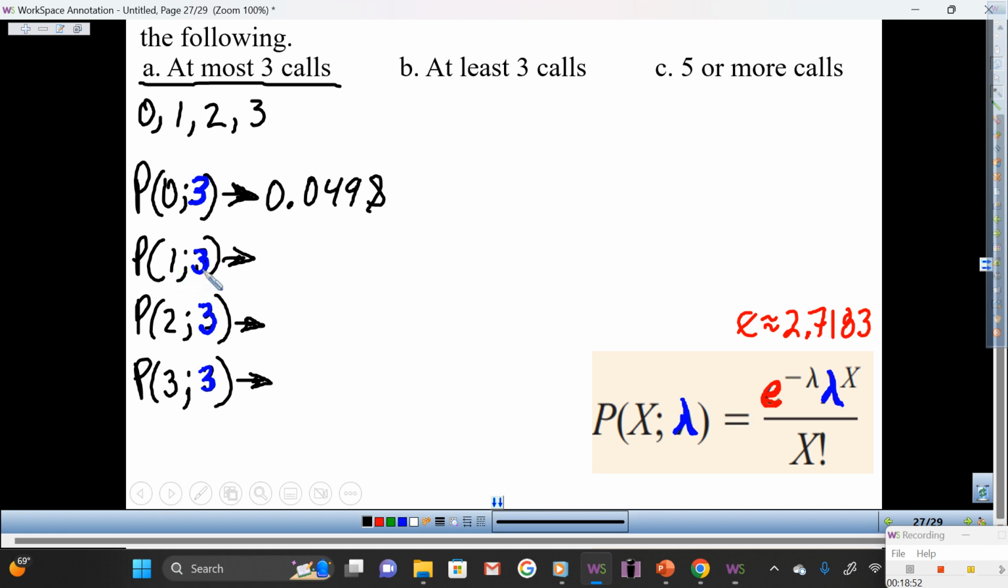Who's got P of 1, lambda 3? Eric, what'd you get? 0.1494, that is correct.